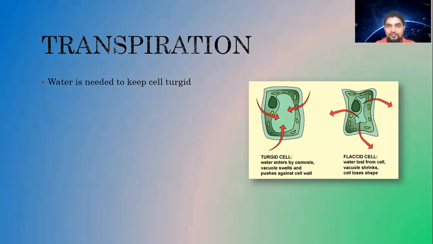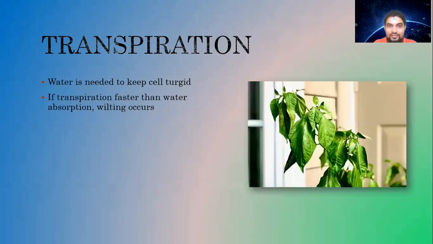So you see 2 cells there. One cell is turgid on the left, and the other is flaccid. The opposite is flaccid. If you don't have enough water, the cell becomes flaccid. If you have lots of water, the cell is turgid. It swells. If transpiration is faster than water absorption, wilting occurs.